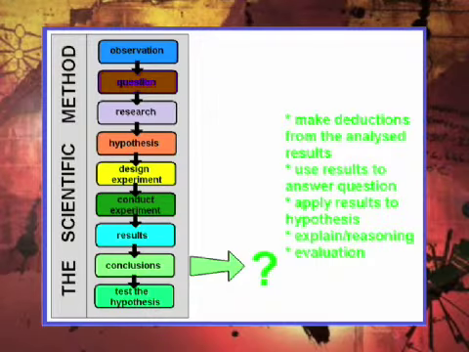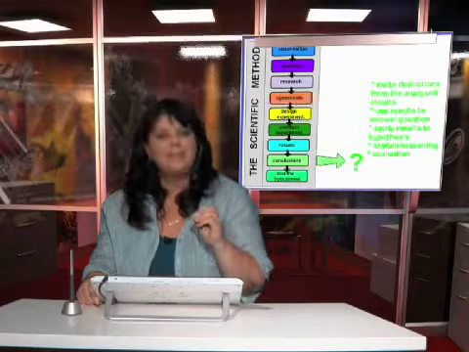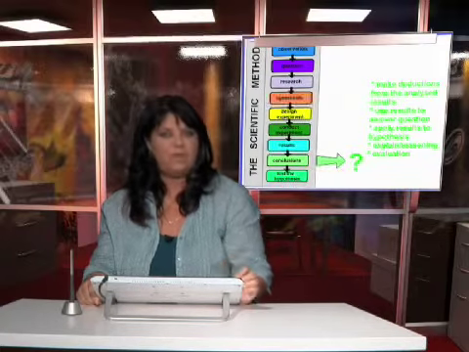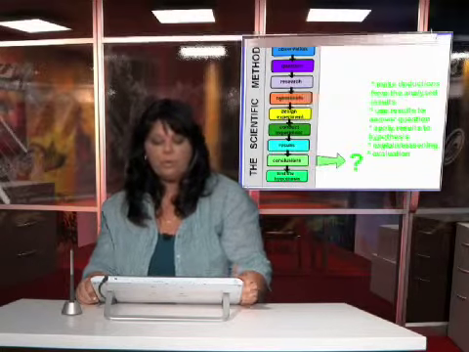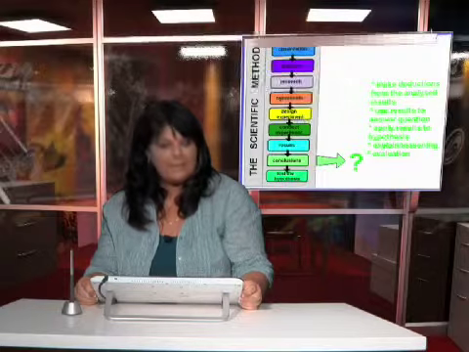So you now have a set of results that you can draw some conclusions from. You're in a position where you can make deductions, you can deduce things. You can say, if those are the results, I think that the temperature of the water, for example, does influence how much sugar can dissolve in it. And so you can use those results to answer the question that you asked, and you can apply that back to your hypothesis. You're going to have to use skills of explaining and reasoning.